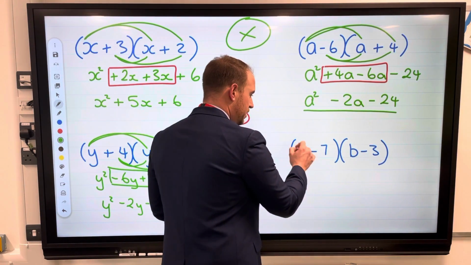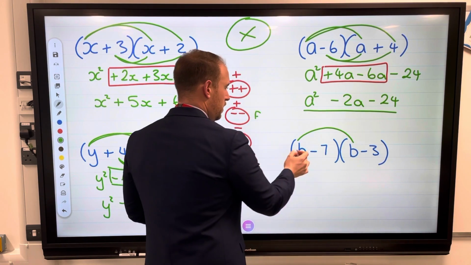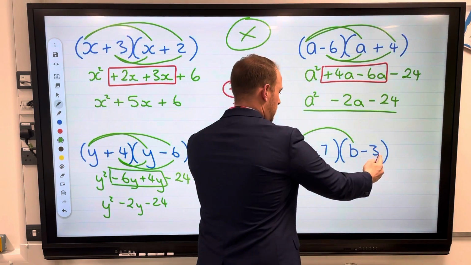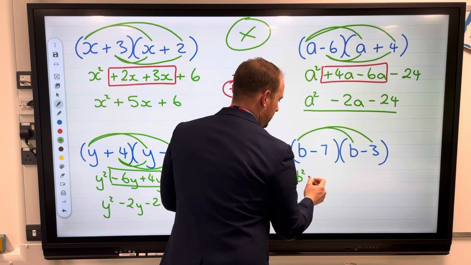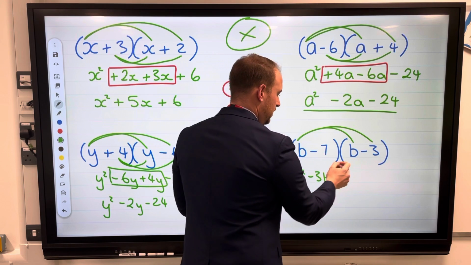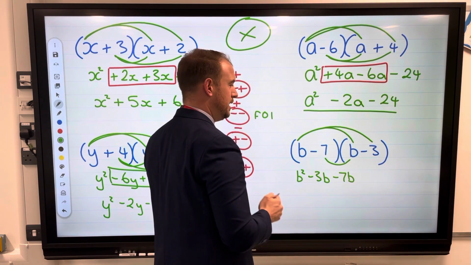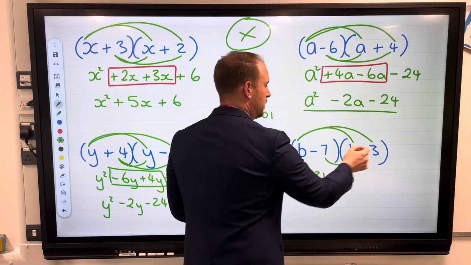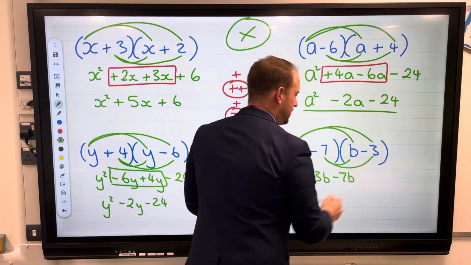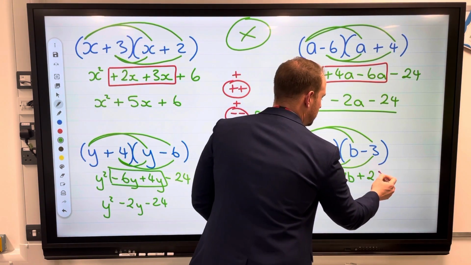Okay, so my first term multiplied by the first, b times b is b squared. Then my outside parts, so b times minus 3 is minus 3b. So that's outside. Concentrate on the inside part now. Minus 7 times b is minus 7b. So that's inside, and then the last part of this one and the last part of that one to make the FOIL. So then minus 7 times minus 3, minus a minus makes a plus, be careful. 7 times 3 is 21.